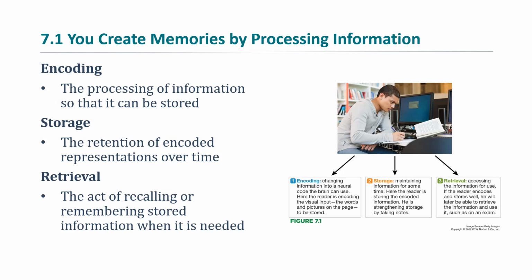So there's actually three processes of memory. Encoding is getting information into memory. Storage is keeping information in memory. And retrieval is the activation or reconstruction of information from memory.